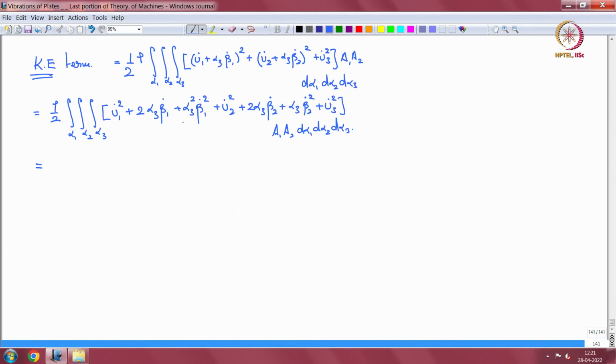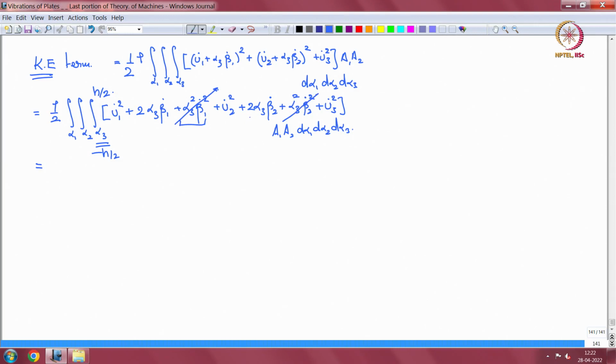Now if we integrate alpha 3 square with respect to alpha 3 from minus h by 2 to h by 2, we will get alpha cube, which for a small thickness is h cube. So we are going to neglect those alpha 3 squared terms.